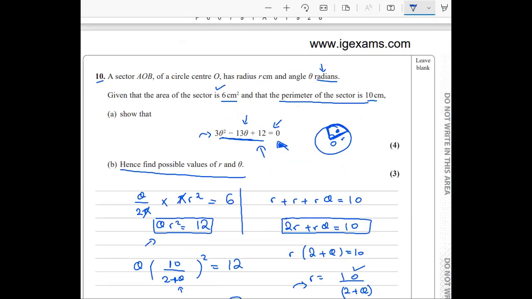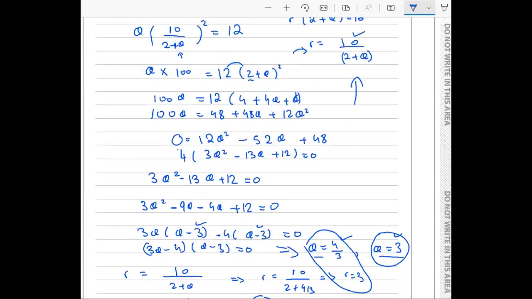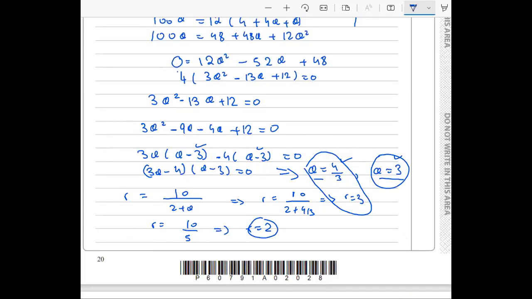Yes, miss. Could you explain how you got the three? Could you just go down for a second? When you calculated 10 over 2 plus 4 over 3, how did you get the 3 quickly? Or did you put it in the calculator? Yes, just check that. It should be r equals 3.